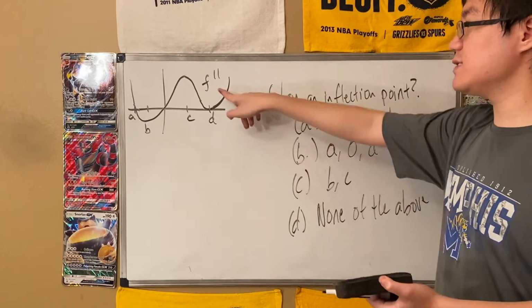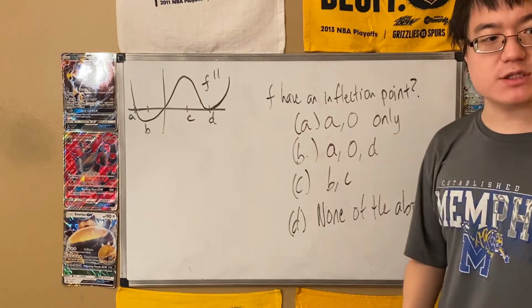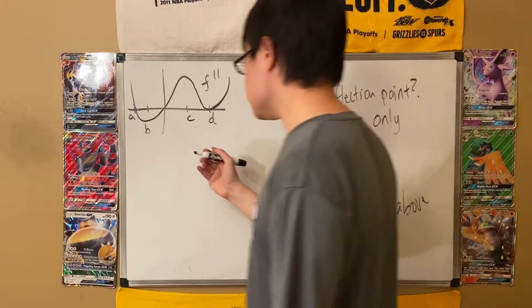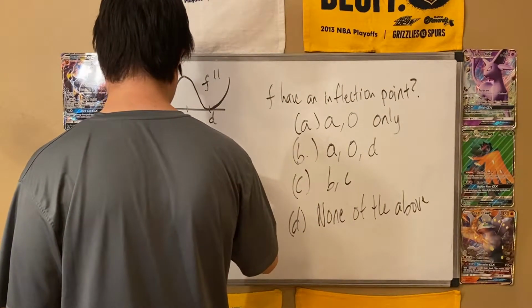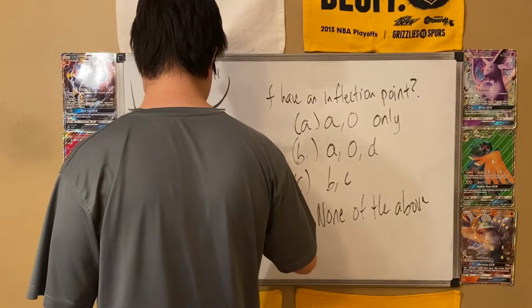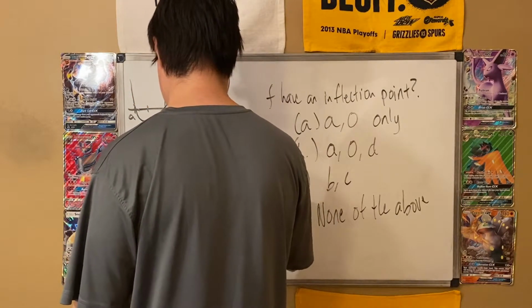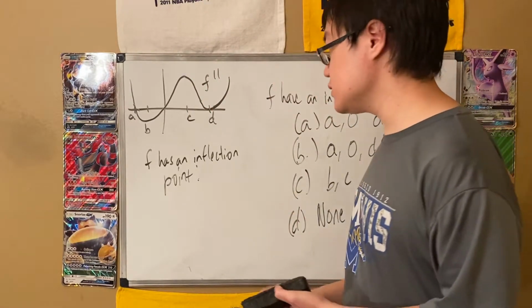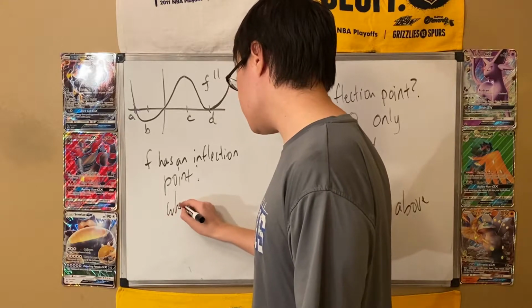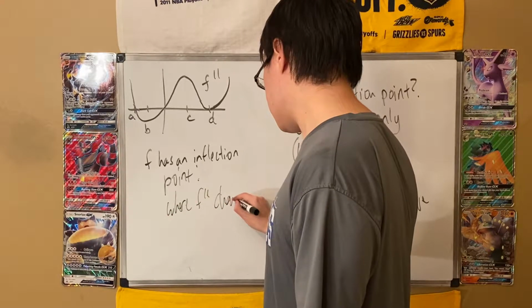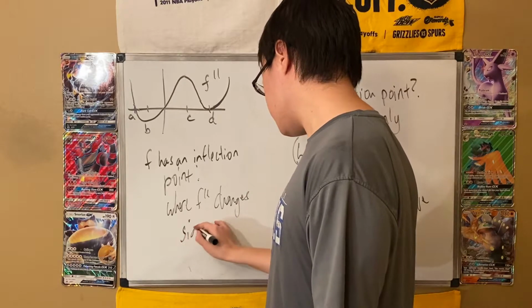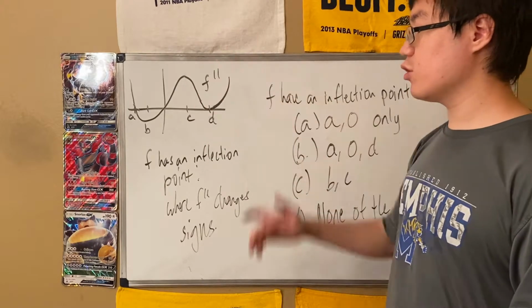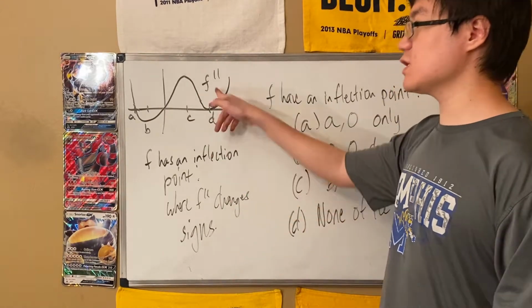So what I would do is, I see f double prime, I have f inflection point, I would immediately try to write down the rule, and then we're going to try to apply the rule. So f has an inflection point. Again, there's 2 main rules. There's one rule which is f double prime changes signs. We're going to use that rule. And another rule is where f prime goes from increasing to decreasing. We are going to use the f double prime changes signs rule, of course, because we have a graph of f double prime.